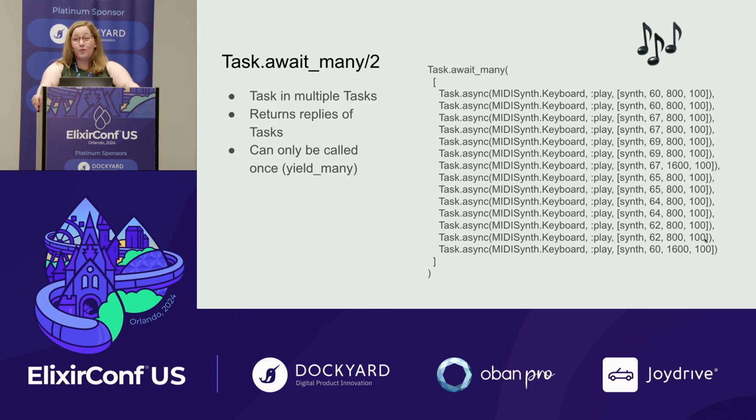All right, now we can await many. So this takes in multiple tasks, it returns the replies of the tasks, and await many can only be called once. If you want to call it multiple times, you do yield many. So in this case, we're giving it task await many. It can have a list of tasks and then an optional argument of a timeout, which the default is 5,000 milliseconds. So we're just giving it 5,000 milliseconds. So the exact same thing that just happened, right? So we just kind of did a task await many without the await before. Same thing.